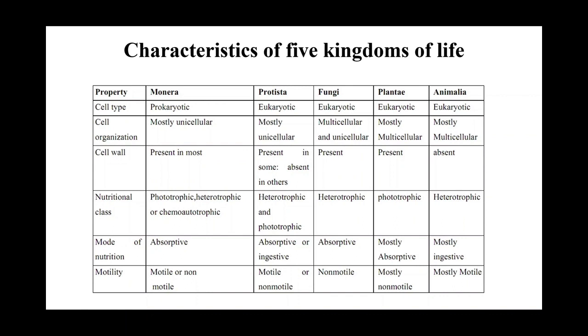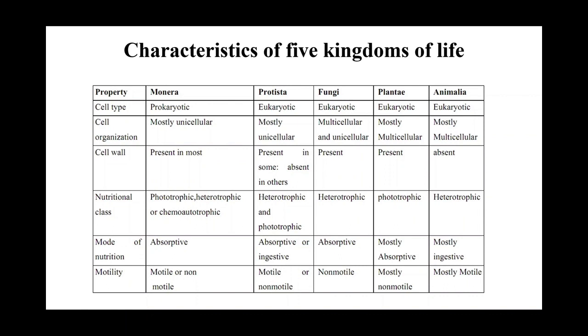Then we have cell organization. What is the basic unit? Is it only one cell which makes the whole organism, or are different cells coming together to make up the complex? We have completely unicellular for Monera and Protista. In fungi, we have both forms. It can be unicellular, that is one cell, or multiple cells coming together and forming the organism. And plants and animals are multicellular organisms.